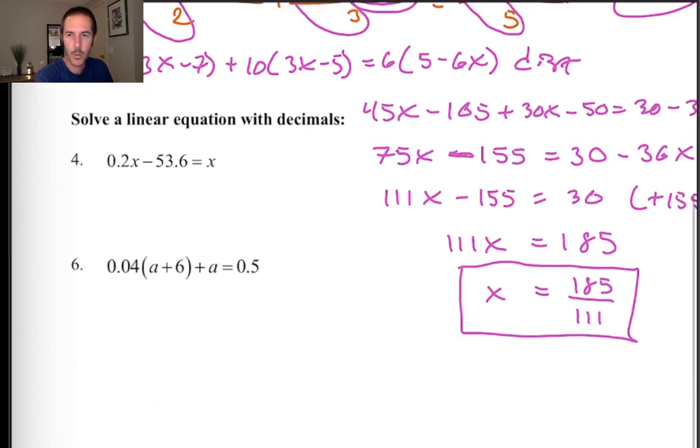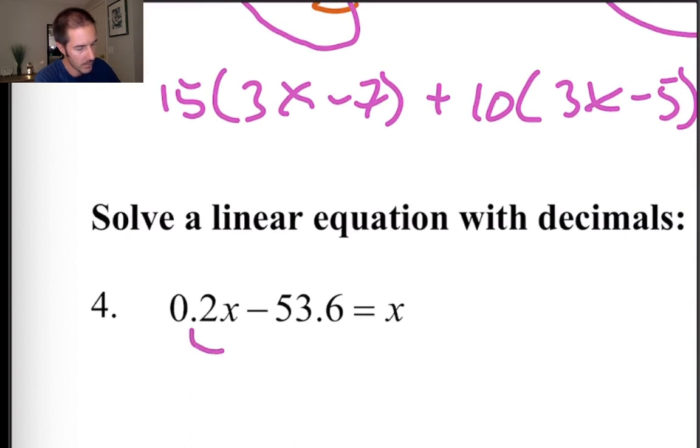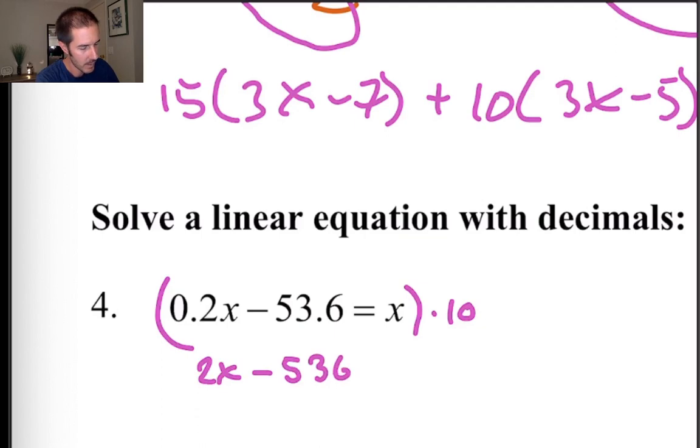But so that we don't spend any more time on that problem, I hate that problem now, I'm going to look at number 4, which has decimals in it, and I don't want those decimals to be there. I would really like it if this decimal moved to the right one place so that that said 2, and that said 536. We can make that happen by multiplying both sides of our equation by 10. And if we do, this does become a 2x, and this becomes minus 536.